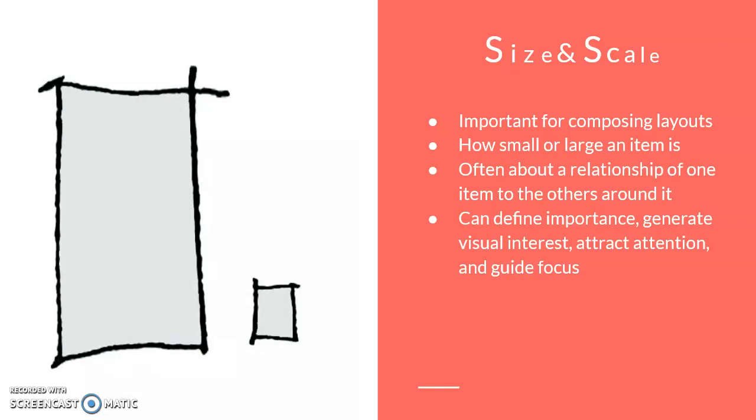Size and scale is important for composing layouts. How small or large an item is. Size and scale often is about a relationship of one item to the others around it. Can define importance, generate visual interest, attract attention, and guide focus.